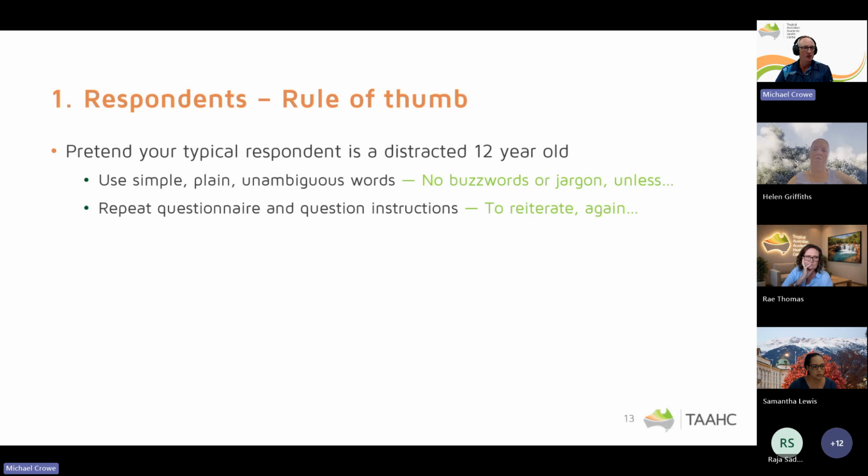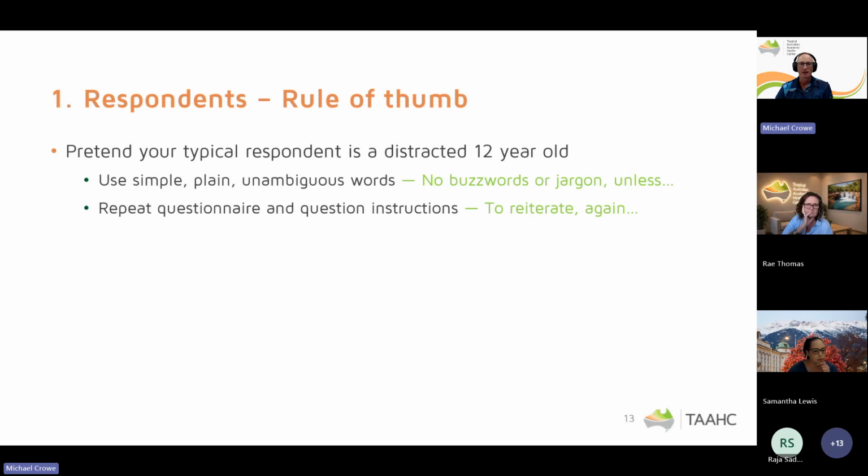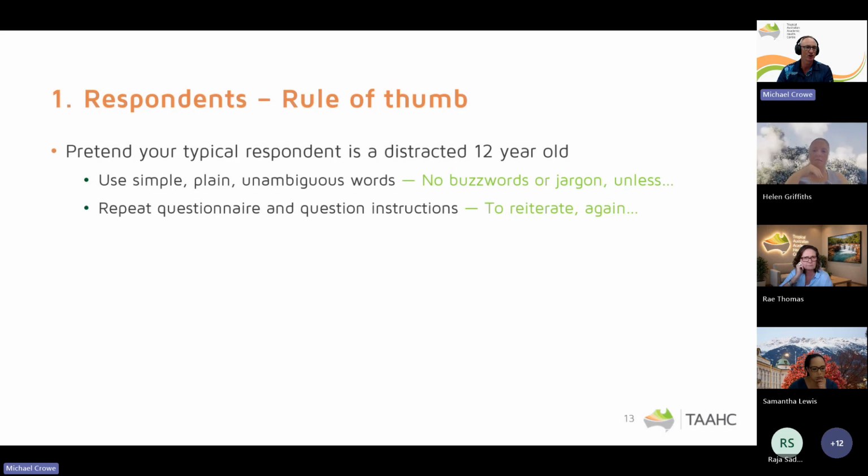Repeat questionnaire and question instructions. Do this ad infinitum if you have to, because if you repeat instructions, people will just skip over them if they already understand them. But if they don't understand them, then it's already there for them to get an idea of what you're looking for. So you just repeat it. Most questionnaires now are done online, lots still done on paper, but it doesn't really cost any effort to repeat things like instructions.